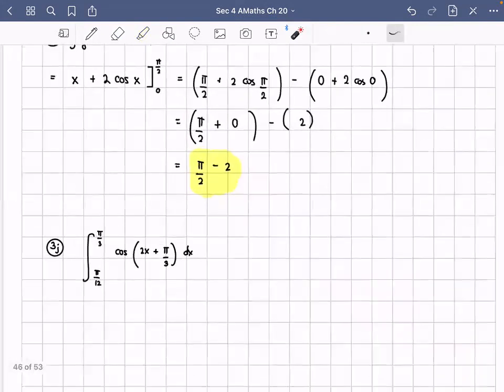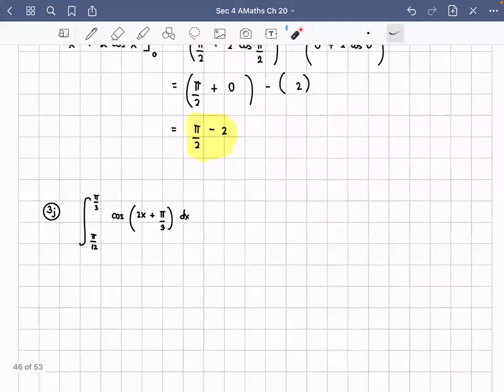Okay, so let's have 3J. We have to find the antiderivative of cosine of 2x plus pi over 3 from pi over 12 to pi over 3.